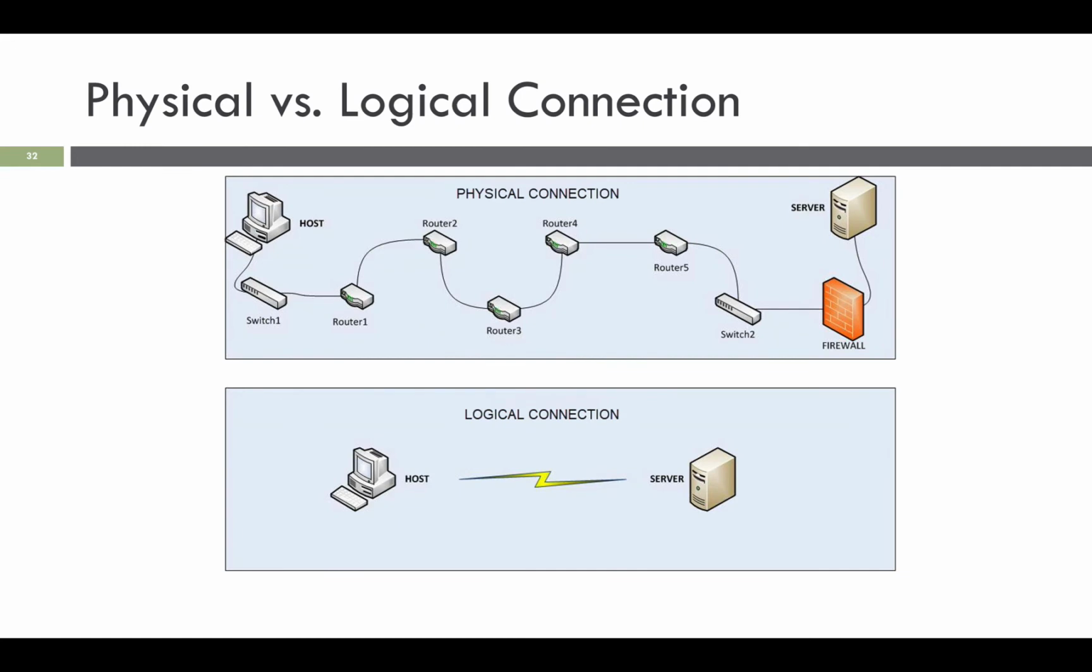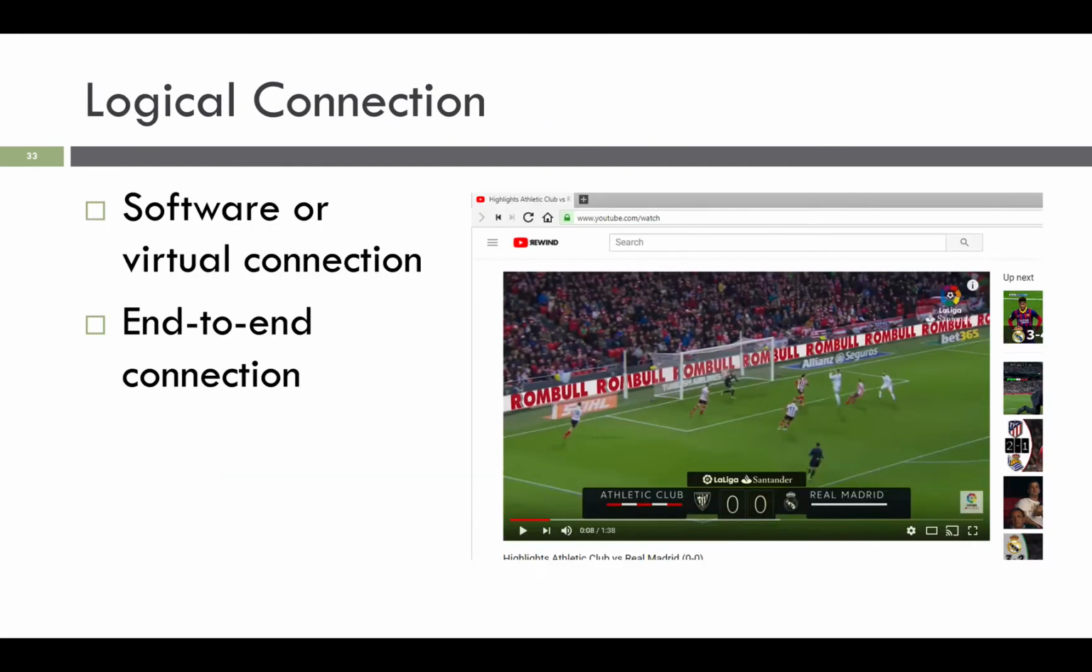When someone speaks of a network connection, there are two types. There is a physical connection and a logical connection. A physical topology is how the networks connect using wired or wireless connections. A logical connection is how devices appear connected to the user. It's a software-based or virtual connection to an endpoint. You are connected to the server, but you are not concerned with how the connection happened.